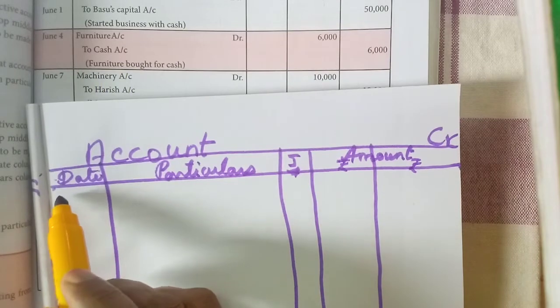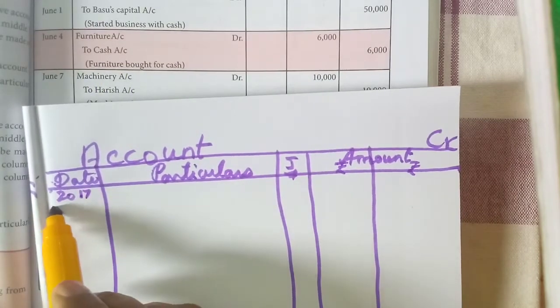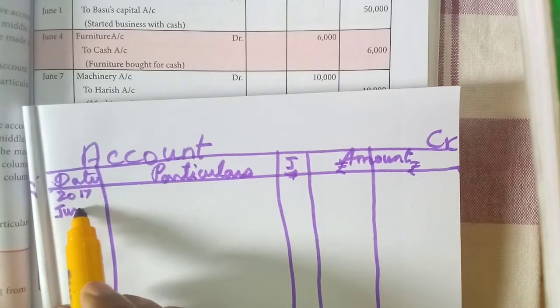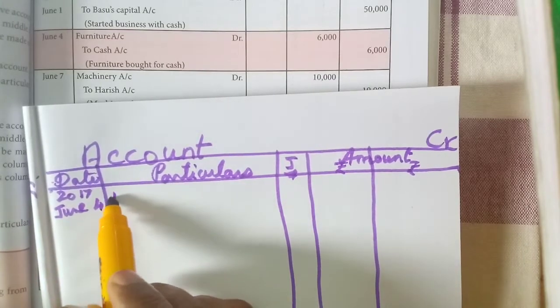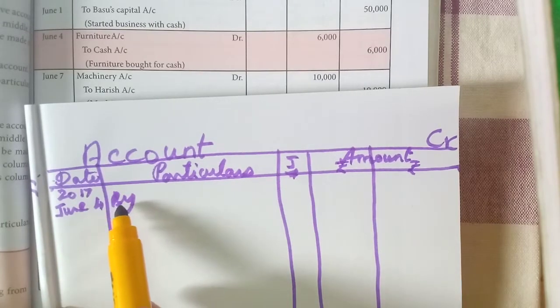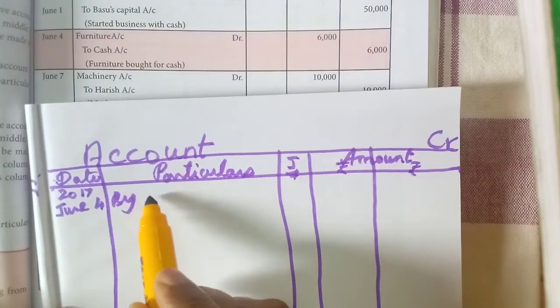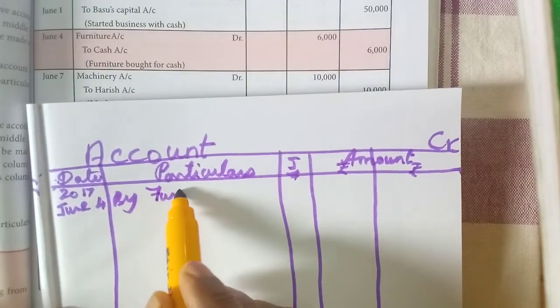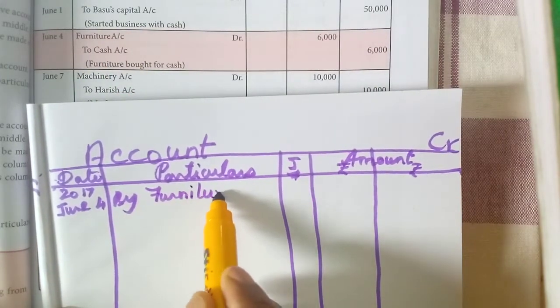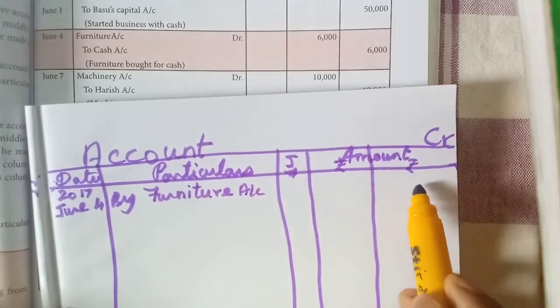First we should write the date. Okay, 2017 June 4. By. On the credit side we should use that word "by", on the debit side "to". Okay, by furniture. The other word, the cash, we should not write. Instead we should write the other one. By furniture account 6,000.